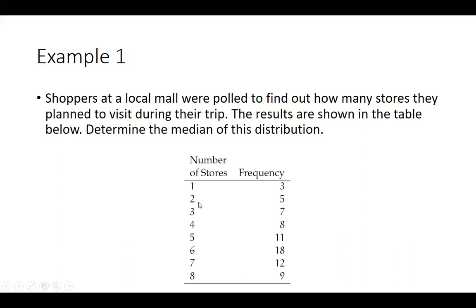So our first column is the number of stores they plan to visit during their trip. The second column is the frequency that result came up. In other words, 3 people said they were visiting 1 store, 5 people said they were visiting 2 stores, 7 people said they were visiting 3 stores, and so on and so forth.